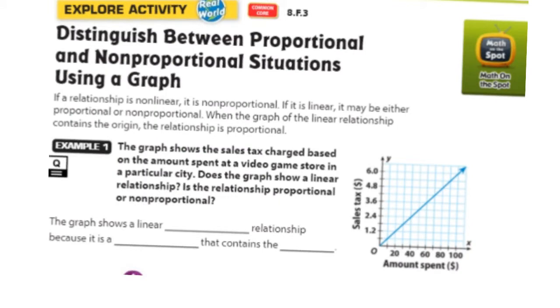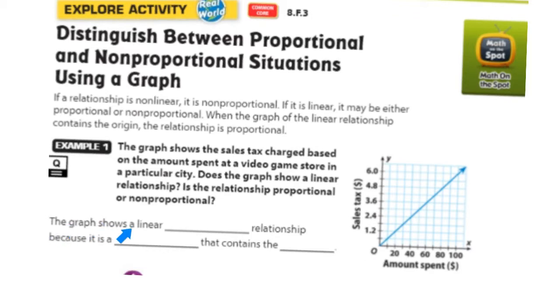Okay, so in this situation, if they give us a graph and they want us to look at this graph and tell if it's going to be proportional or non-proportional. So if you have a line that is straight, because the lines are straight by definition, it's going to be linear. So it's definitely linear. But is it proportional or non-proportional? So to tell, you look at the origin. If your line touches the origin, it's proportional.